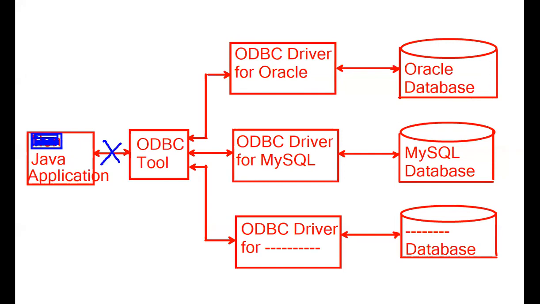Why did the connection fail? That compatibility was not there. Whatever Java application they developed, whatever instruction it passes to the database, ODBC is not understanding that instruction. Here only the connection failed. Then, how to connect?